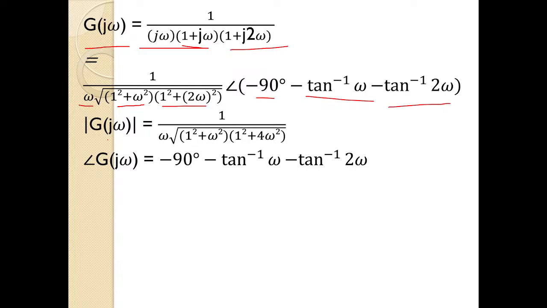Now you just separate the magnitude and phase angle. Magnitude is 1 by omega root of (1 square plus omega square) into (1 square plus 4 omega square), and angle is minus 90 minus tan inverse of omega minus tan inverse of 2 omega. If you complete this slide, inform.